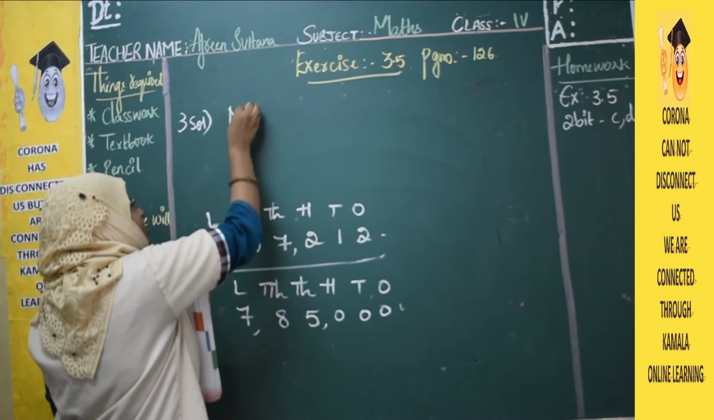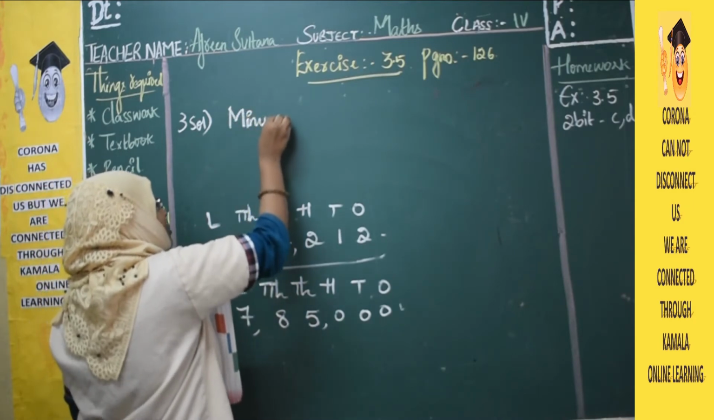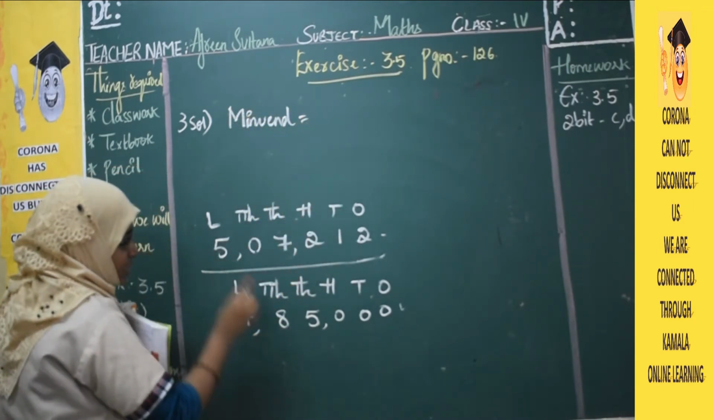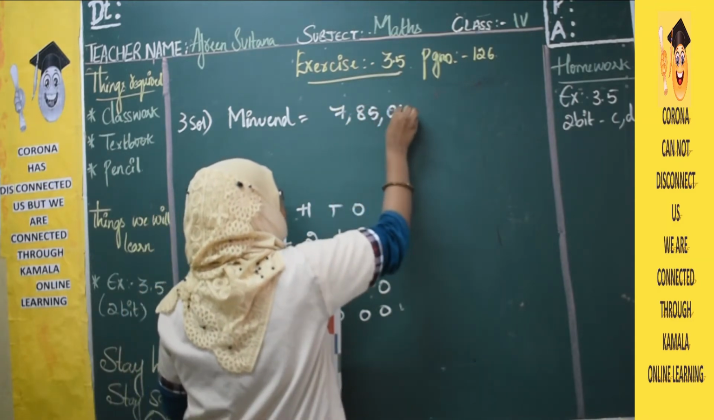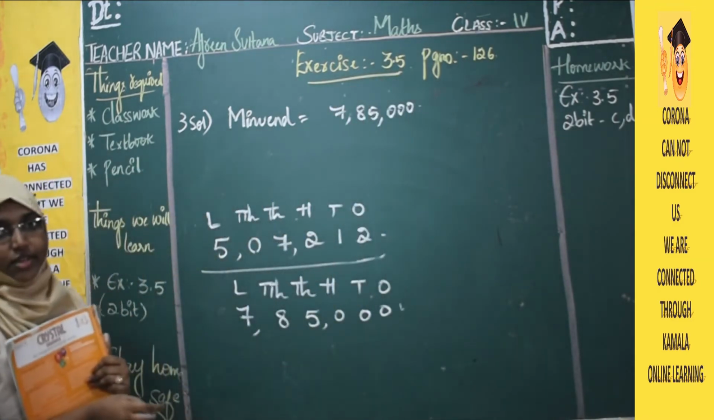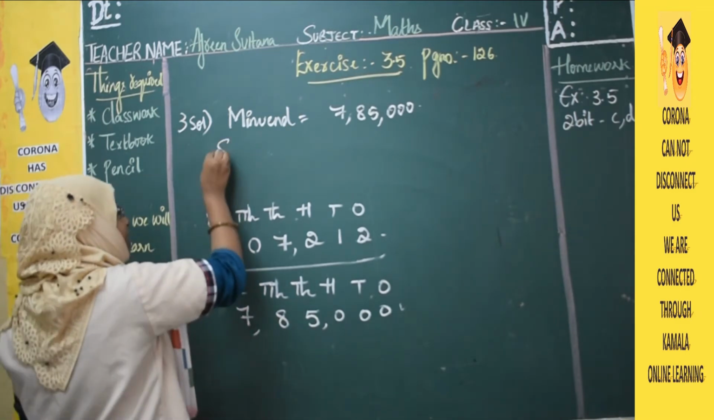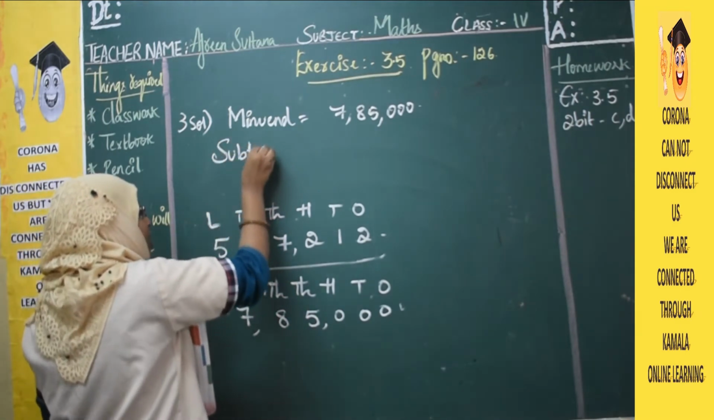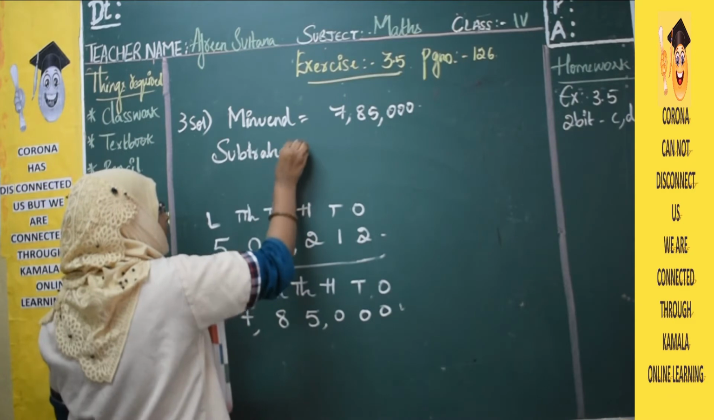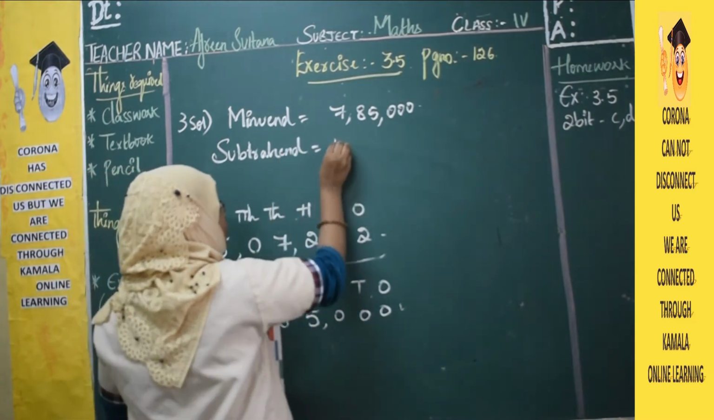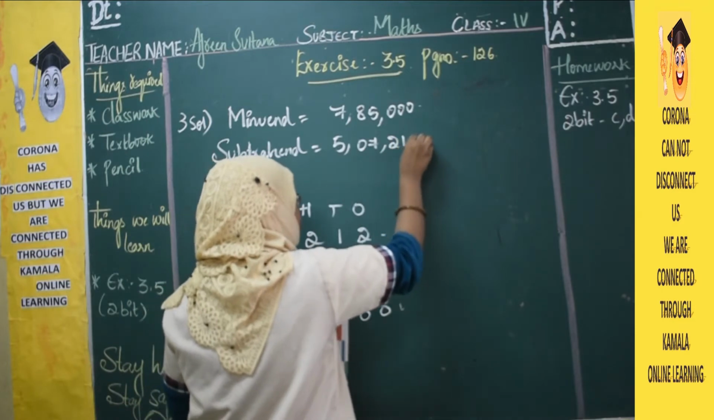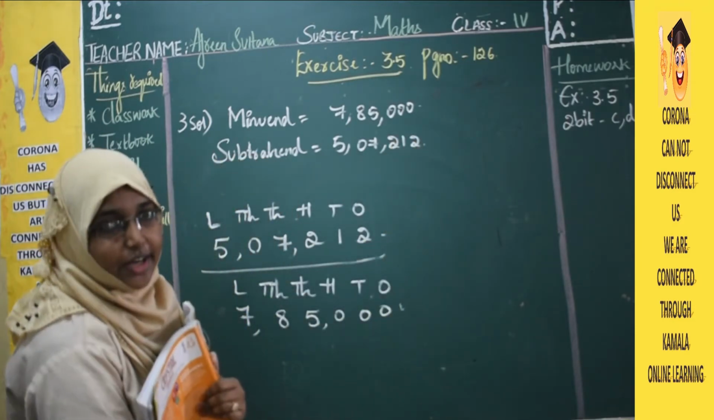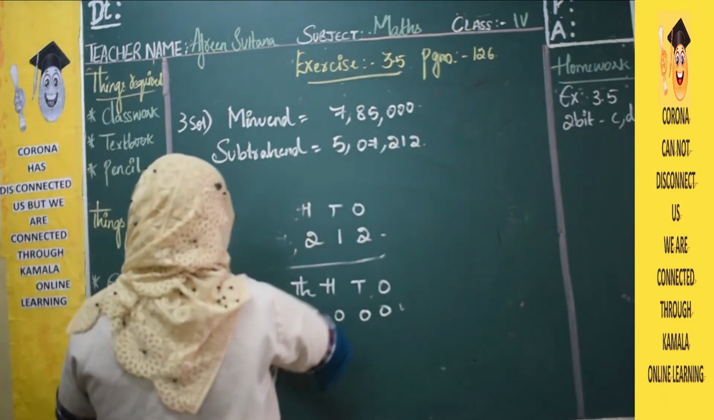So for the convenience, let us write minuend is what? Now we got the minuend as 7,85,000. Now what is our subtrahend? That is around 5 lakh. Subtrahend is 5,07,212. Now we can easily find the difference.